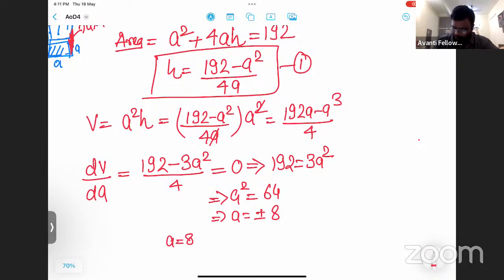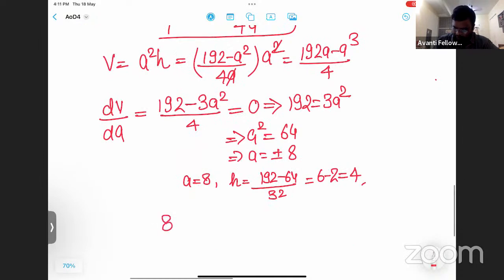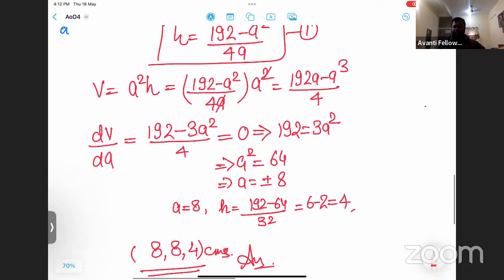Put it in equation 1. So we'll get H is equal to (192 minus 64) upon 32, which is 6 minus 2, which is 4. So the dimensions are 8, 8, 4 centimeters. Answer. Is it clear?